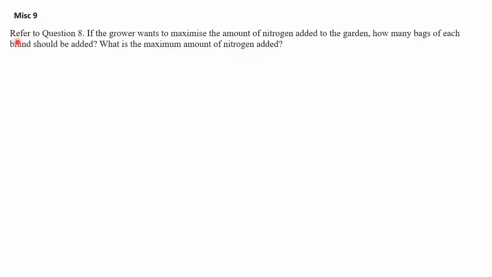Here, the same question, question number 8, we have to consider, and in the previous question we minimized the amount of nitrogen added to the garden. The same graph and the same quantities we can use, and by using that we have to maximize the amount of nitrogen added to the garden. That means we have to choose the maximum value from the corner points table. We have to find out the maximum value and write down the answer.